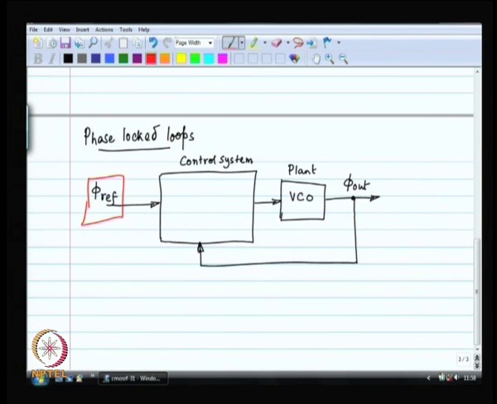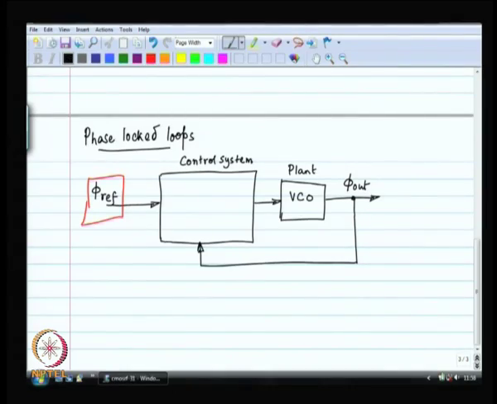So, what does this phi ref look like? It is the phase of the reference oscillator. Now, the reference oscillator is always oscillating. It is the crystal oscillator, the quartz crystal. So, the reference oscillator is always oscillating in this fashion, and its phase, that is the input to my control system. What is its phase going to look like?